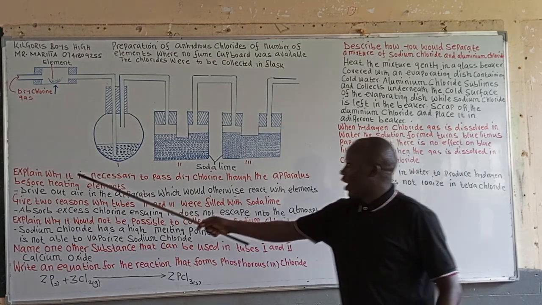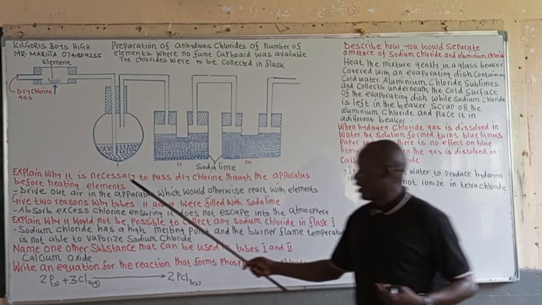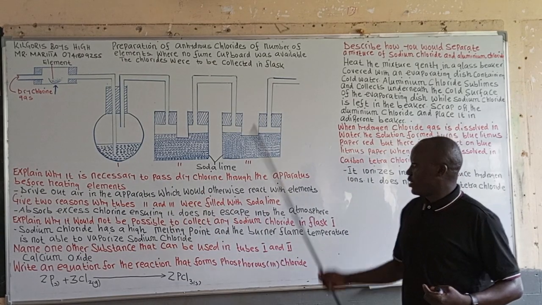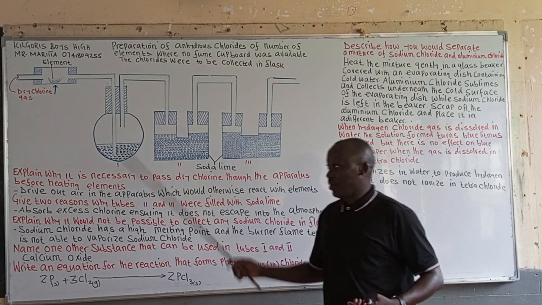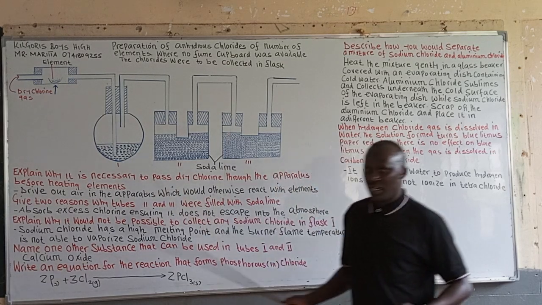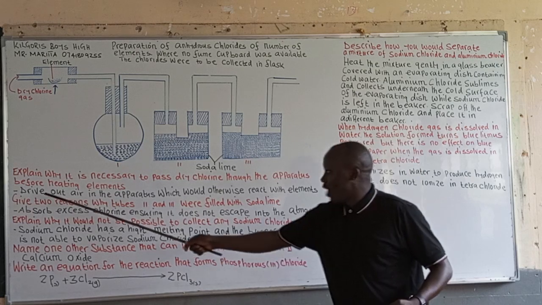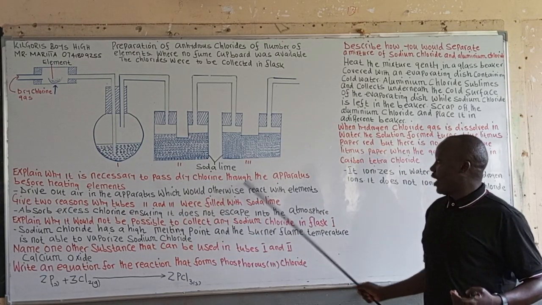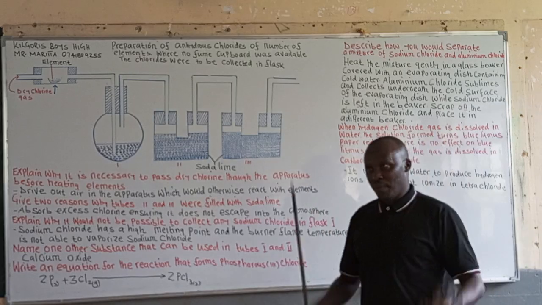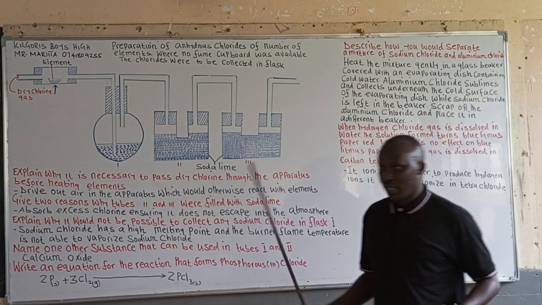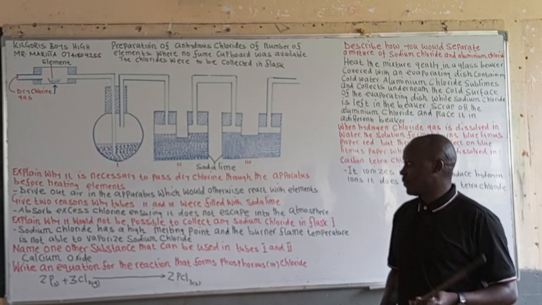Explain why it is necessary to pass dry chlorine through the apparatus before heating the elements. Why do you pass dry chlorine before heating these elements? It simply is to drive out air in the apparatus, which could otherwise react with the elements, and that is the reason why the dry chlorine is passed through the apparatus before heating the elements.